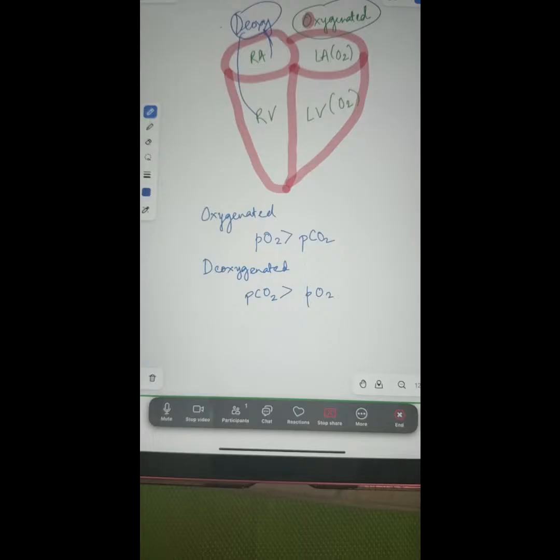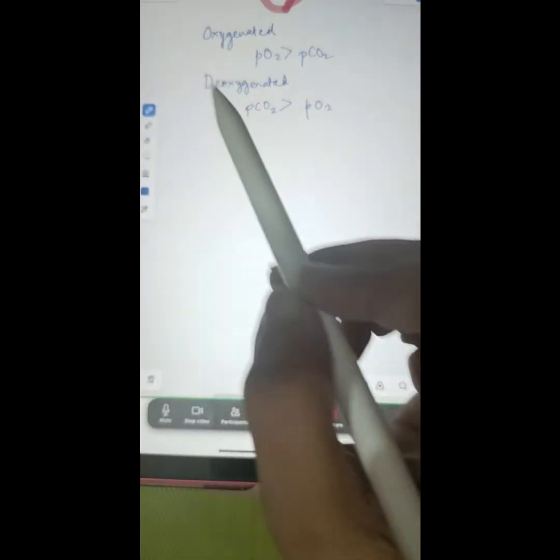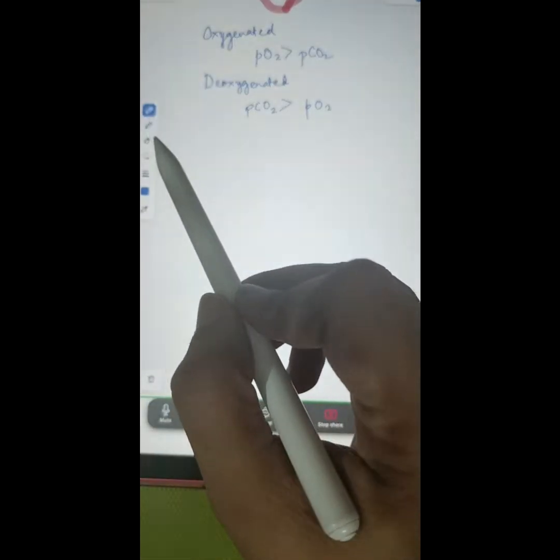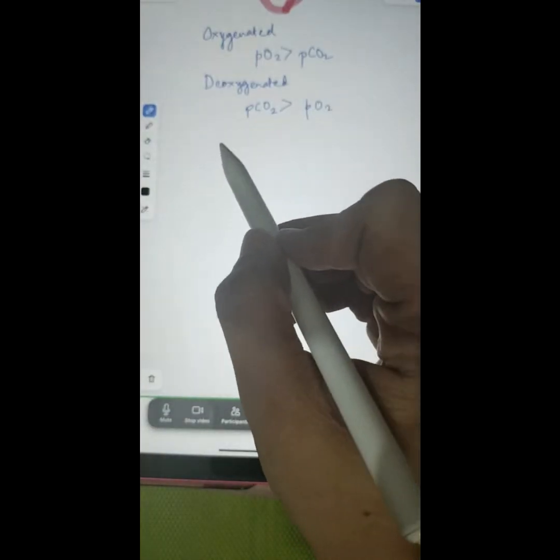Oxygenated blood is the one in which the partial pressure of oxygen is greater than CO2, and deoxygenated blood is the one where the partial pressure of carbon dioxide is greater than the partial pressure of oxygen. Right? So after this, let's talk about the blood vessels and then things will be clearer to us.